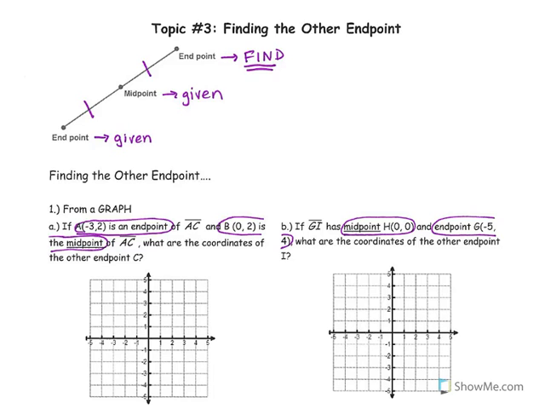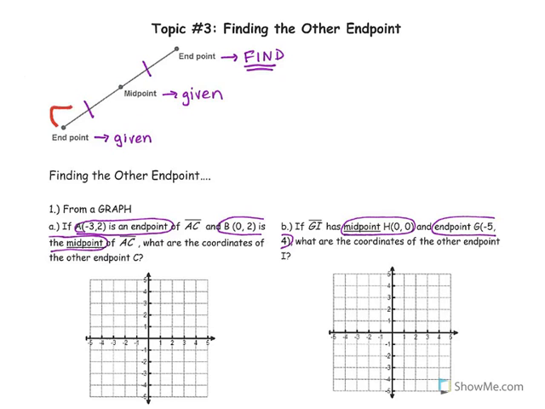Unit 2, Coordinate Geometry, Topic 3, we're going to talk about finding the other endpoint. So notice the last class or last video, you learned about how to find the midpoint when you were given two endpoints. I'm working with the same idea and the same picture, but now I'm going to give you an endpoint and a midpoint, and you're going to have to find the other endpoint.